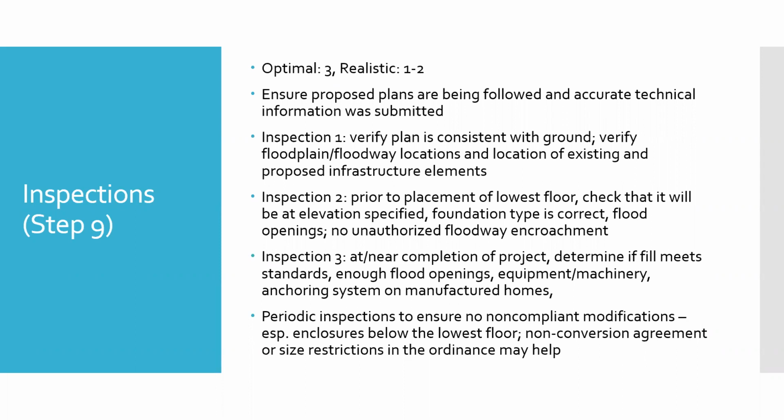And then inspection 2 is probably the most important one. This is when we're placing the lowest floor, to make sure that it's at the correct elevation. So you might want to have the developer out there who can shoot an elevation, or somebody on your staff that can shoot an elevation. Or there is a way you can kind of just measure it yourself a little bit, but that's not the preferred method. And then inspection 3 is near the completion of the project to determine if there are enough flood openings, if the machinery and equipment is elevated like it should be, anchoring systems, that type of thing.